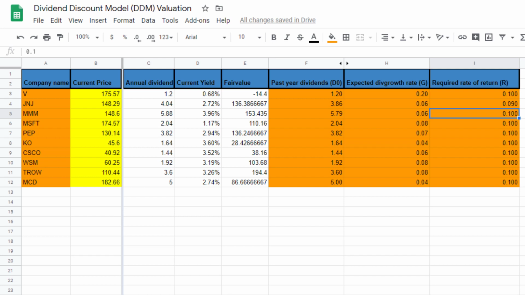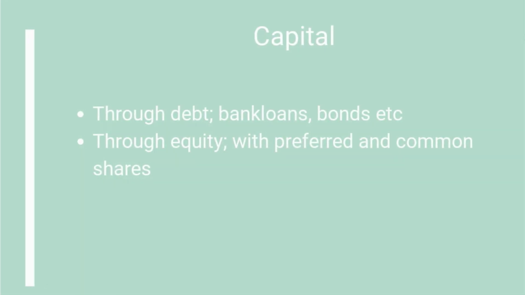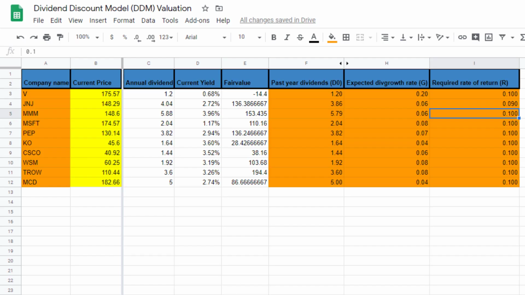So a company can raise capital in two ways. Through debt, like bank loans, bonds, etc. And through equity, with preferred and common shares. On debt, they have the cost of interest rate, which is called the cost of debt. On equity, the company also has a cost to pay. It might not seem obvious at first, but shareholders require a certain rate of return from the company. Otherwise, they will sell their shares and the share price will drop, and consequently, the market cap. That required rate of return is called the cost of equity.